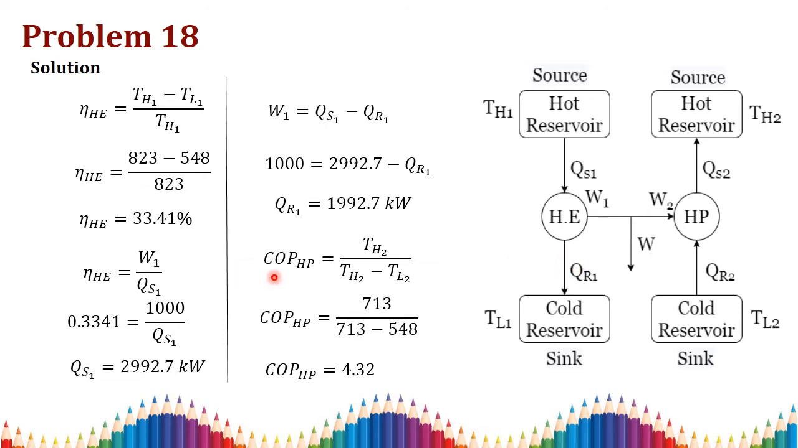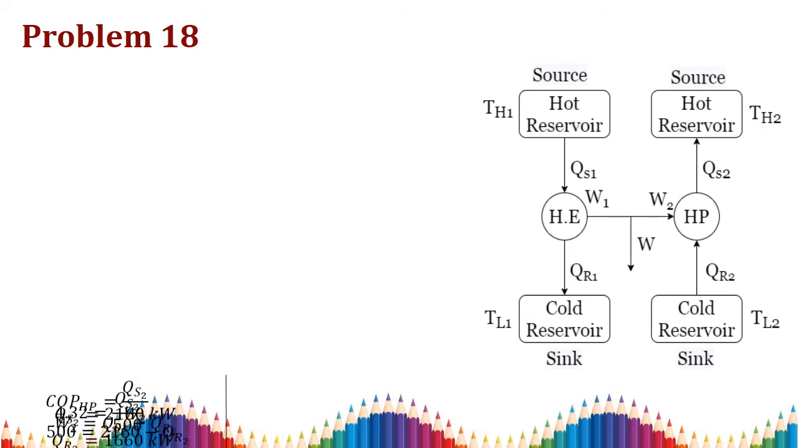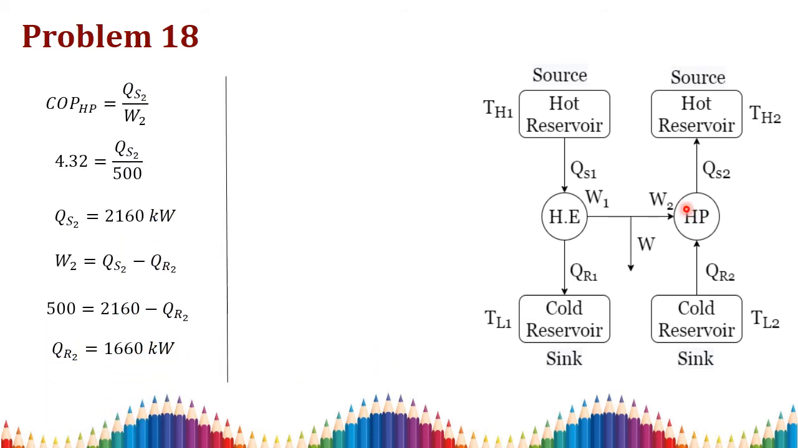Again, for the second condition, the heat pump, we need to find the COP of the heat pump. If this is a heat pump, we have to put TH2 divided by TH2 minus TL2. This TH2 is given and TH2 minus TL2 is also given, so we can find that the COP of this heat pump will be 4.32. Again, the COP of the heat pump can be written as heat supplied divided by work done. Work done 2 is again 500 kilowatt, as understood from the problem.